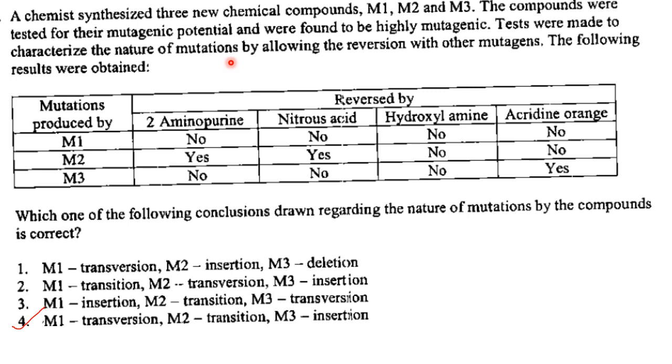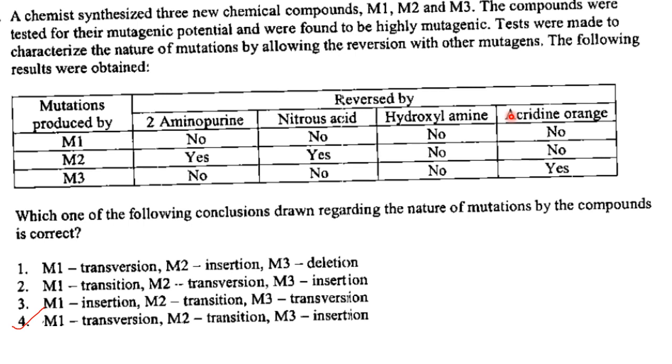So you want to know whether it is a transition mutation or a transversion mutation or an insertion or a deletion mutation. In order to characterize the nature of the mutation, you used certain mutagens which will reverse these mutations, and the following results were obtained. Mutation produced by M1 is reversed by 2-aminopurine, no. Nitrous acid, no. Hydroxylamine, no. Acridine orange, no. So none of these could revert the mutation.